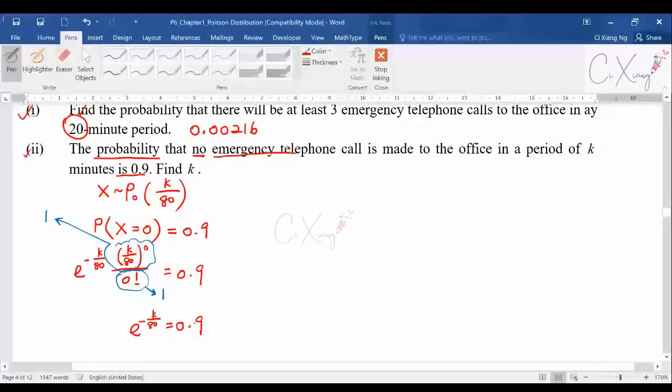Alright, okay, then next. What is the next step you can do so that you can get the value for K? I think I told you before, if you have anything like K or X as a power, you have to take ln or log both sides to get the answer. Because I have the base e here, I would prefer to take ln both sides. So I have ln e to the negative K over 80 equals ln 0.9. So negative K over 80 equals ln 0.9. And then when you move everything over, you will get 8.43.